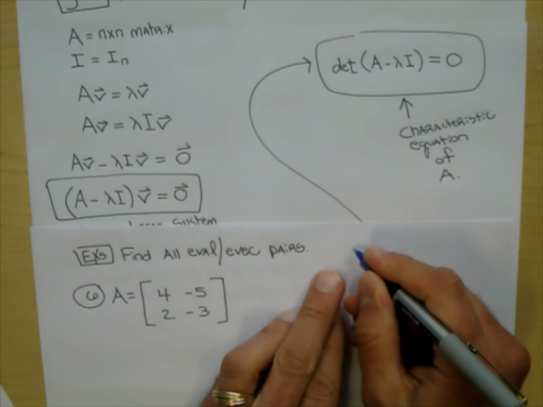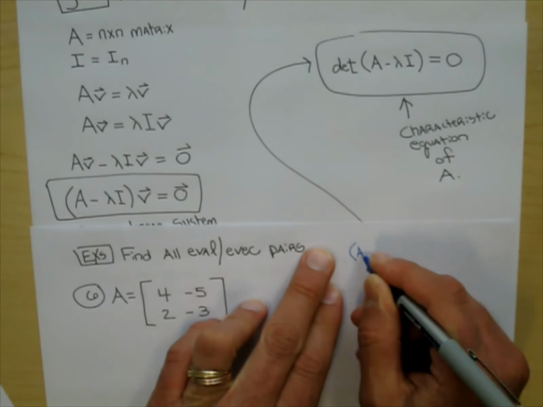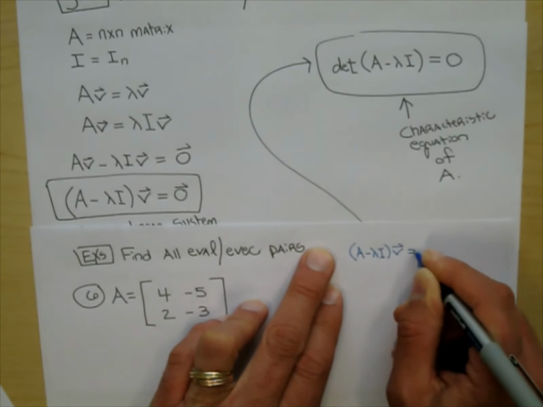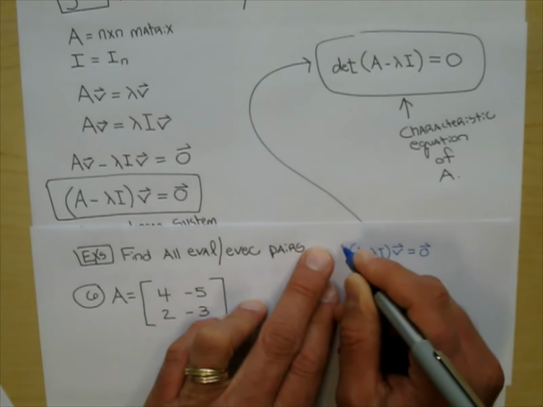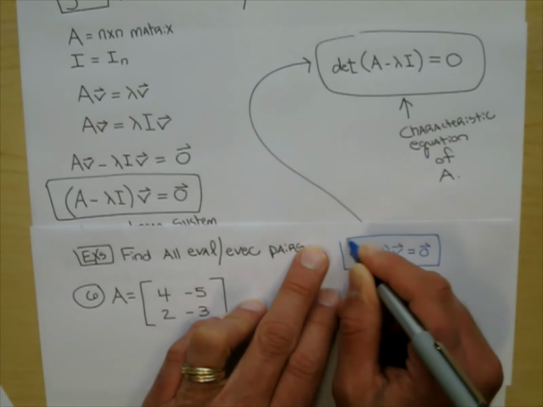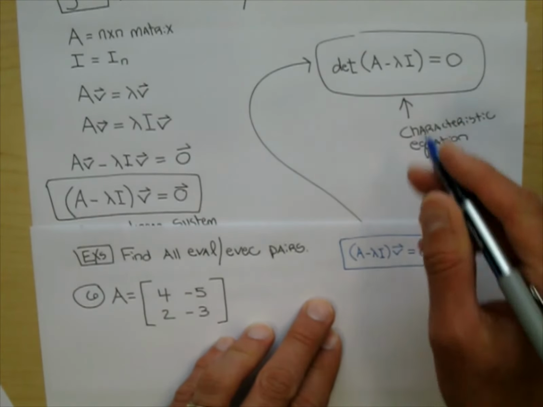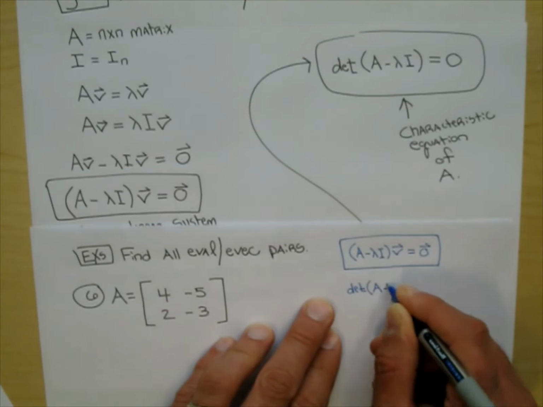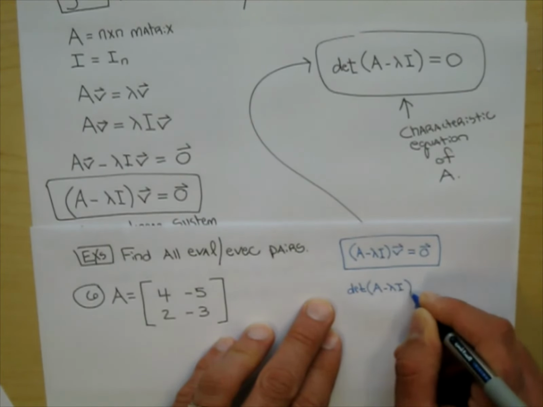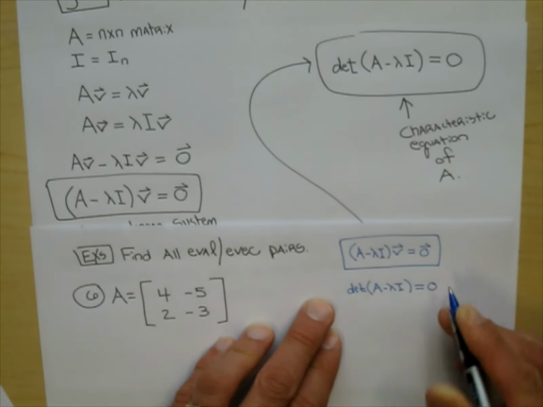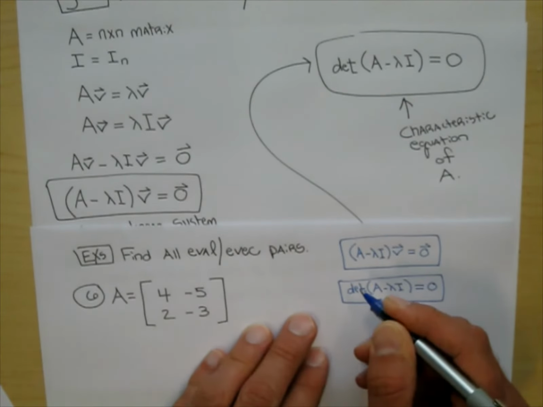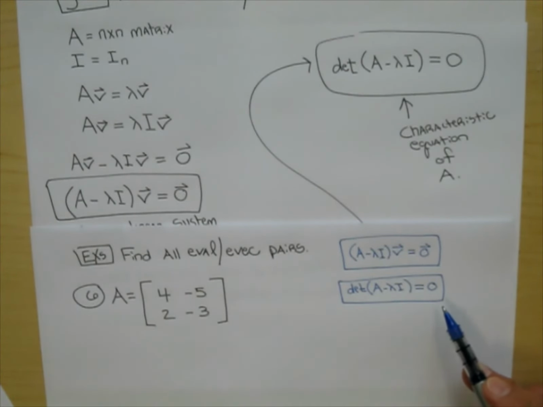Okay, so this first result, A minus lambda I V must equal the zero vector. I'm going to put a box around that. That is very important. And then notice this. This says determinant A minus lambda I equals 0. The number 0 because the determinant is just a number. I'll put a box around that. Now here's the funny part. It's this bottom one that we're going to do first.